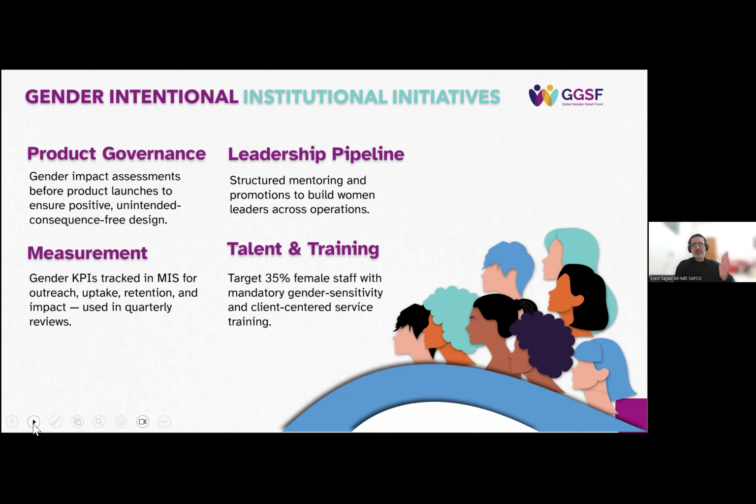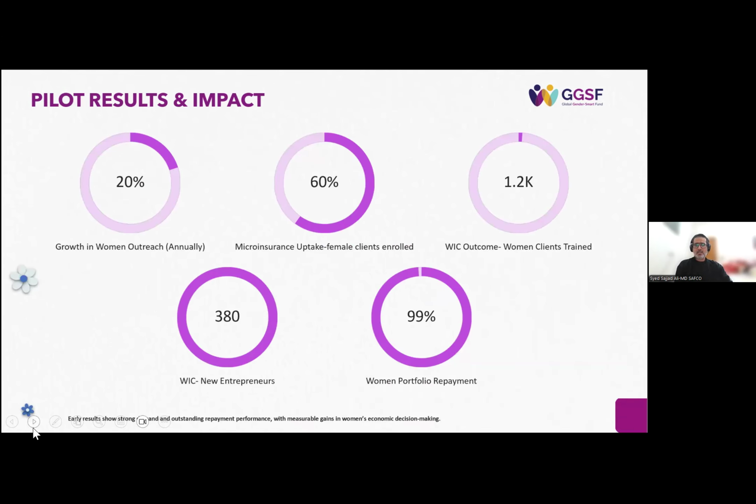So these gender intentional institutional initiatives have supported us a lot by bringing the numbers, which is actually the result so far. We can go to the next slide. We can see how these pilots have given us results. We observed more than 20% growth, particularly in women outreach on an annual basis. There is an uptake of 60% women in terms of micro insurance. So we work on the awareness, we work on the affordability, and we work on the adoptability of micro insurance solutions. And when you are receiving the benefits, certainly the impact has also been occurring.